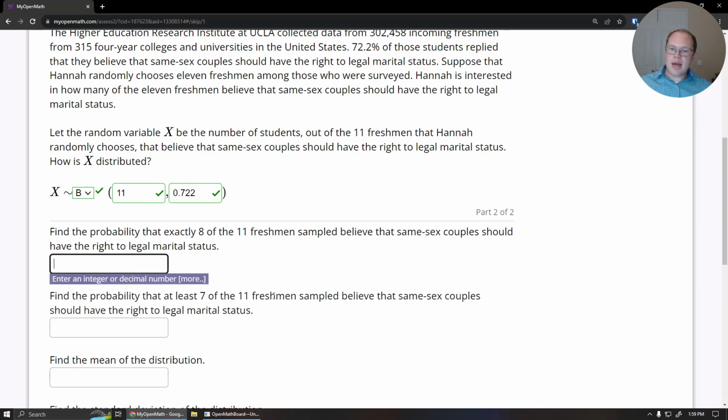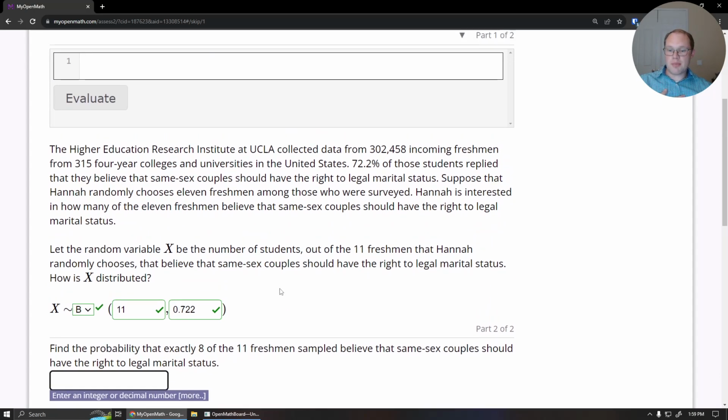All right. Now, let's find the probability that exactly 8 of the 11 freshmen sampled believe that same-sex couples should have the right to legal marital status. So this is where we're actually going to calculate a probability. And we're going to use that d-binom function. We're going to tell the value we're interested in. In this case, we care whether exactly 8 of the 11 freshmen believe that same-sex couples should have the right to legal marital status. So that's the first number.